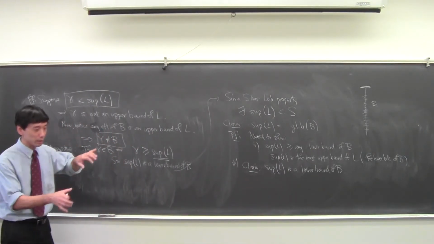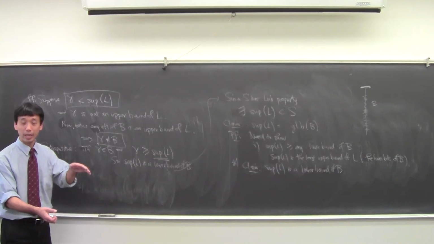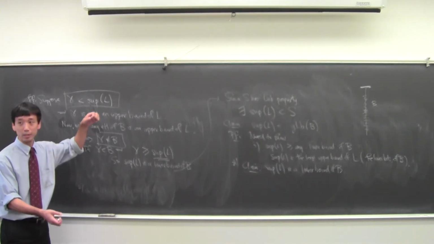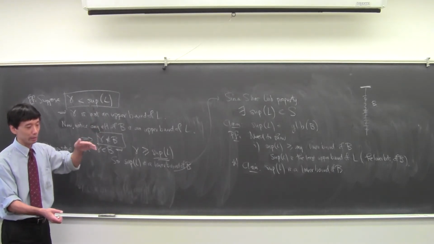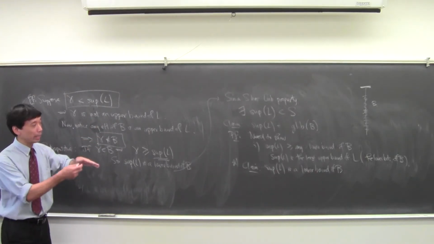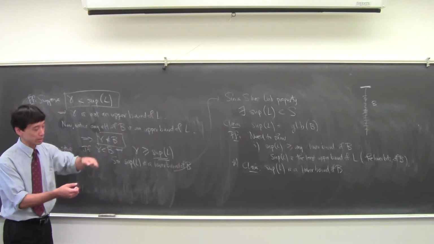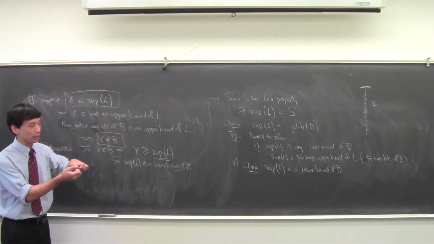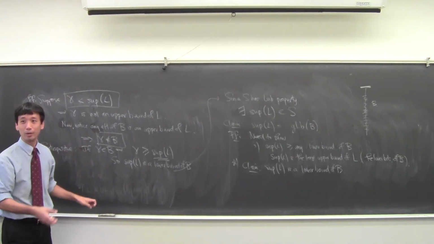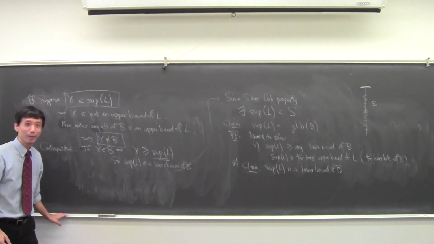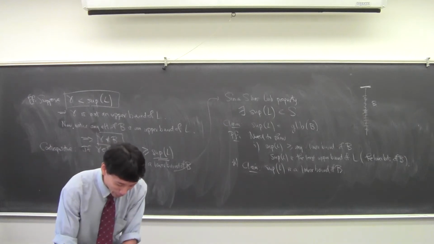L is the collection of lower bounds of B. And then we use the least upper bound property to say, well, that set having an upper bound has to have a least upper bound. And then we see that that least upper bound is actually the greatest of the lower bounds of B.